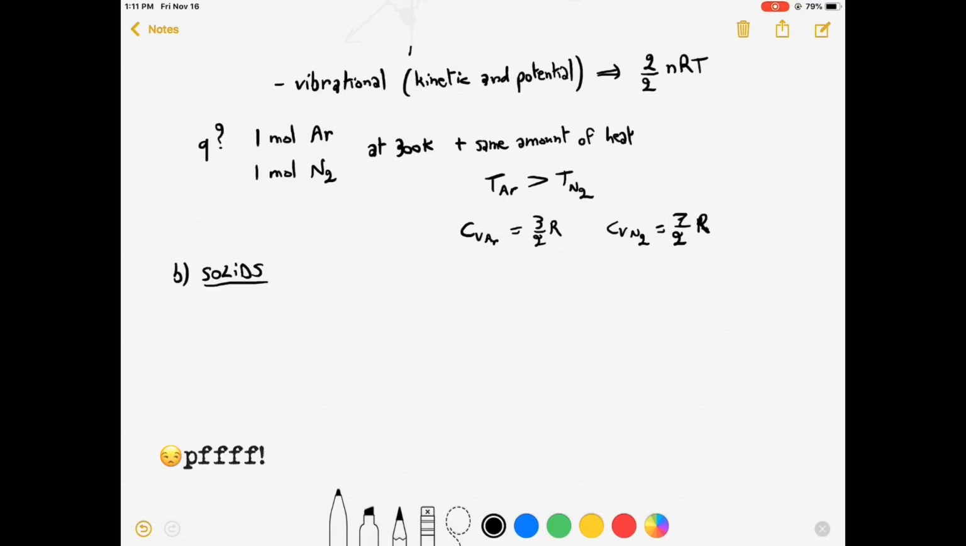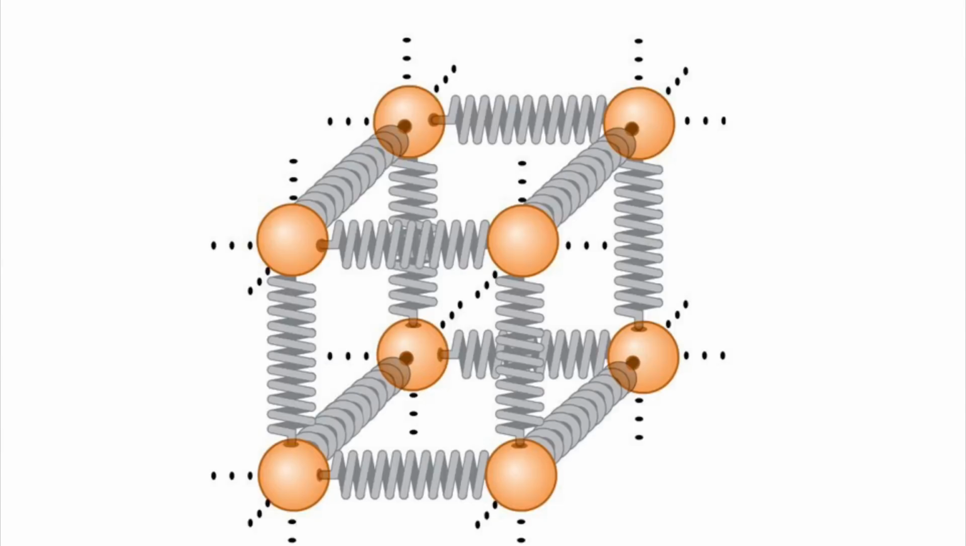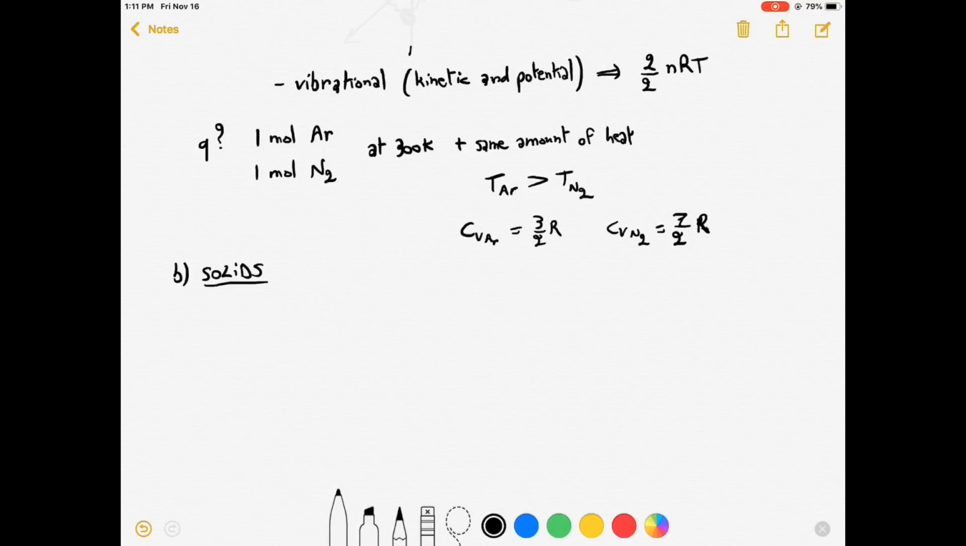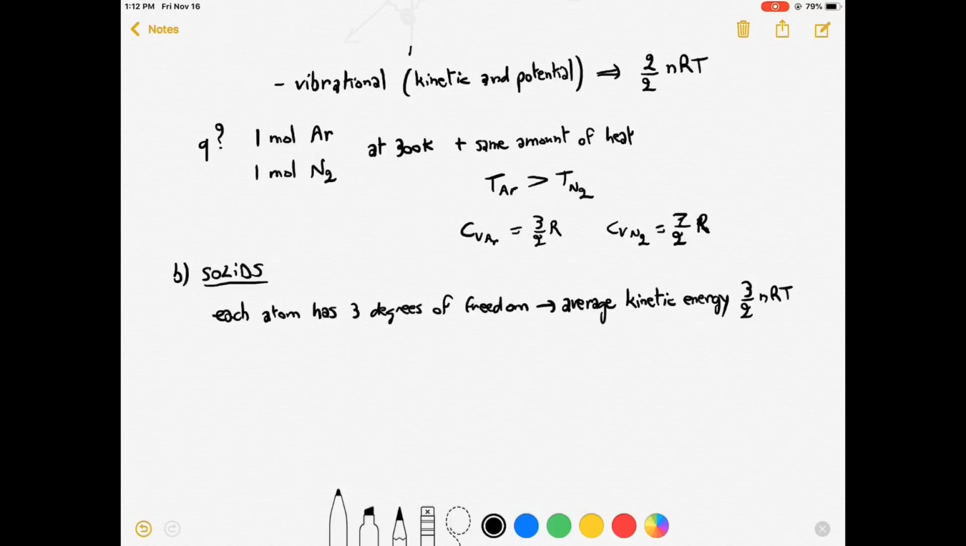And so for solids, we can view solids as a bunch of atoms that are linked together, and a useful model is this spring model of a solid, where you have springs connecting different atoms, and that represents the bonds. Now each atom can move in the 3 directions, so each atom has 3 degrees of freedom, and so the average kinetic energy is going to be 3/2 nRT. But we have those bonds also, and so there will also be potential energy, and so the average potential energy, which is the elastic deformation, is also going to be 3/2 nRT.